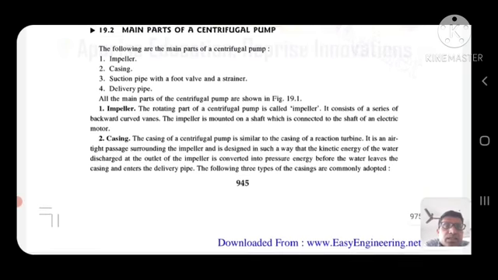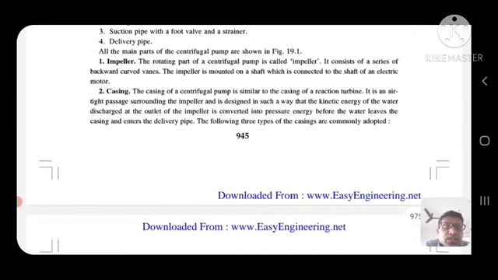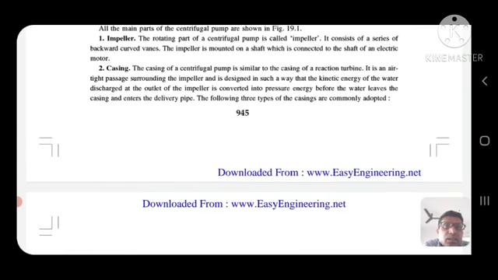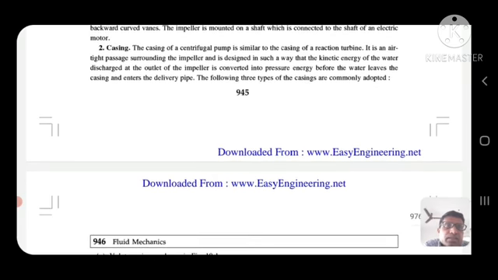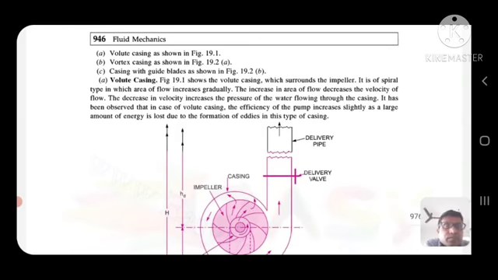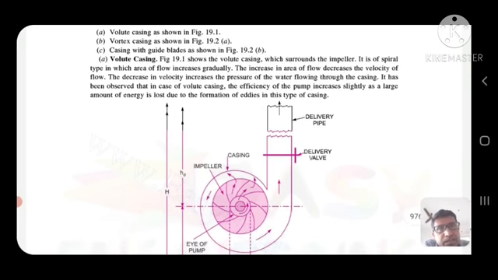Casing. The casing of a centrifugal pump is similar to the casing of a reaction turbine. It is an airtight passage surrounding the impeller and is designed in such a way that the kinetic energy of the water discharged from the impeller is converted into pressure energy. Types: volute casing as shown in figure, vortex casing as shown in figure, and casing with guide plates.